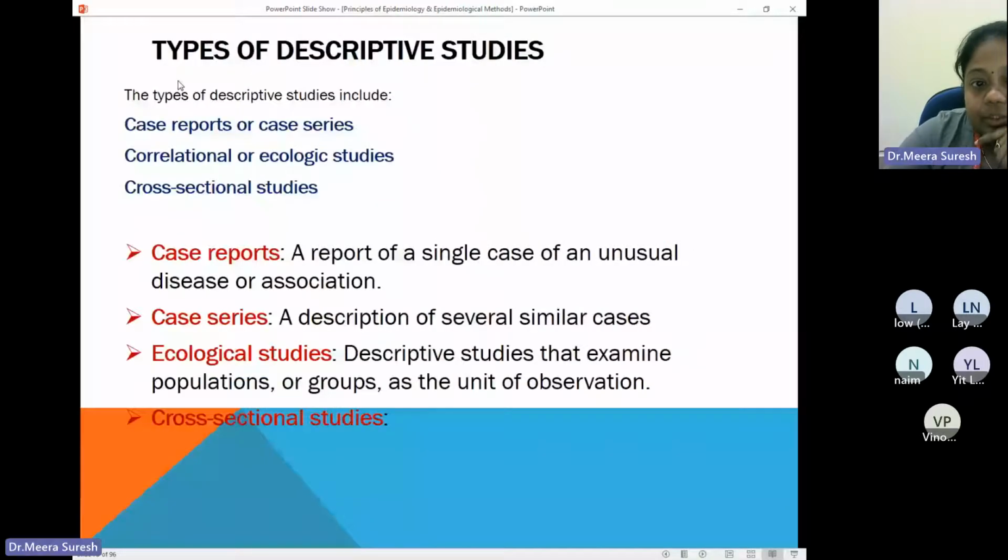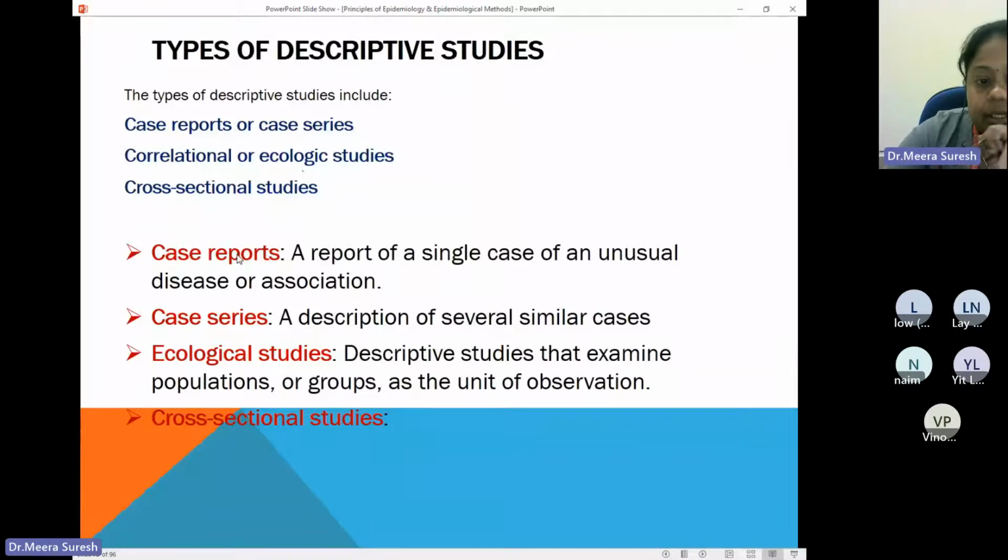So the types of descriptive studies, we have 3 types of descriptive studies. The first one is case reports or case series. The second one is correlational or ecological studies. And third one is cross-sectional studies.